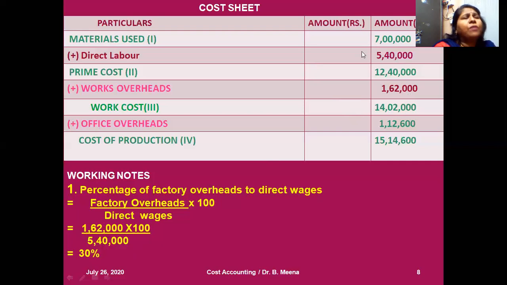So we are making use of the past data to find out the percentage of factory overheads in order to prepare a quotation. Okay, so the first step is to prepare the cost sheet with the given information and use this information of the cost sheet to calculate the percentages. The first working note is the percentage of factory overheads to direct wages. So make use of this formula and use this data to calculate the percentages.